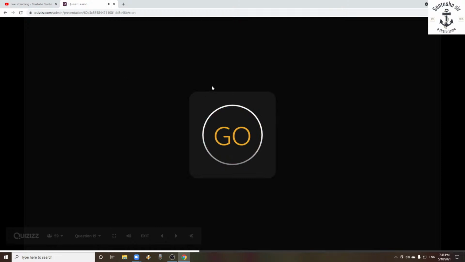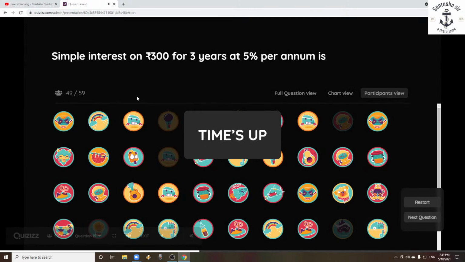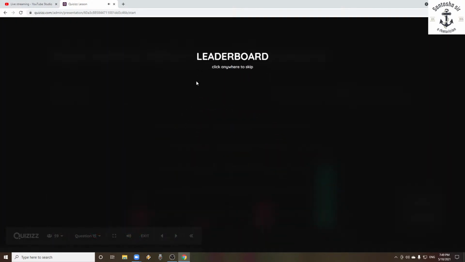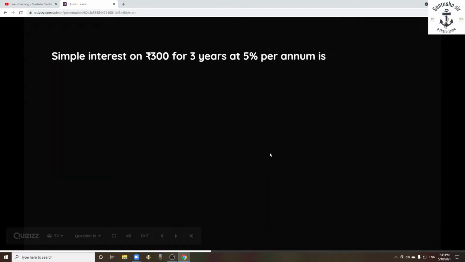15th question on your screens now. Simple interest on rupees 300 for 3 years at 5% per annum is. Simple interest, simple formula. 5% per annum, 3 years on 300 rupees. 49 members picked up their choice now. And the leaderboard scores, sixth position is replaced. 28 members answered this question correctly.